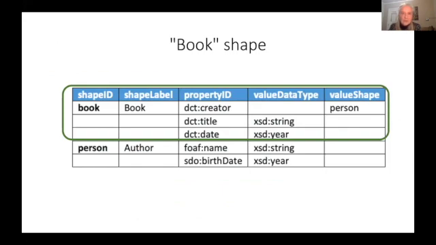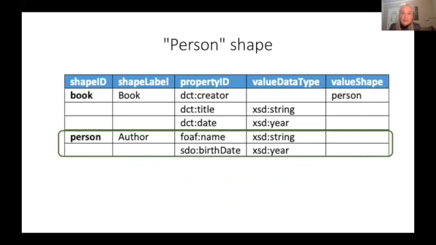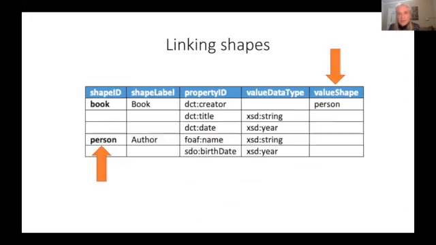So we have the book shape, we have the person shape, and then the question is how do we make the connection between these? And it's done through an element called value shape. So this is when the value of a property, rather than being a string or an integer, is another shape. And so the value shape column will have the same exact contents as the shape ID.